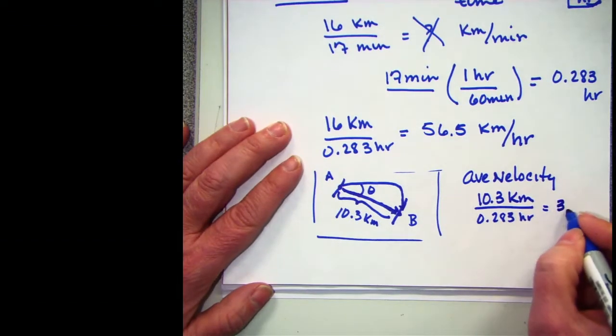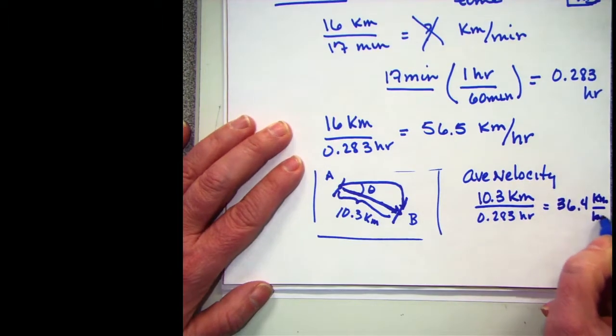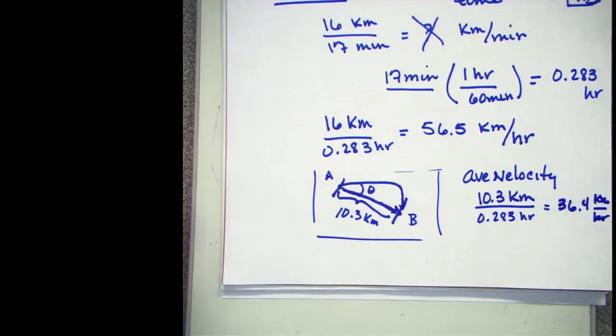And this gives me 36.4 kilometers per hour. So speed and velocity in this case are very, very different.